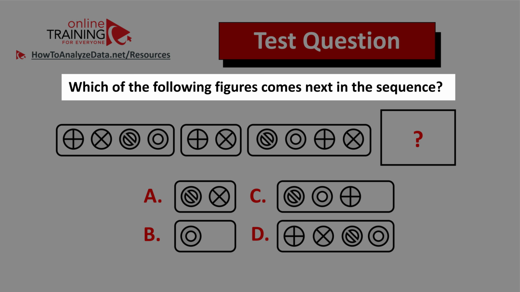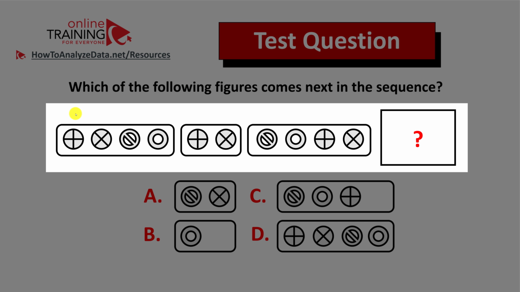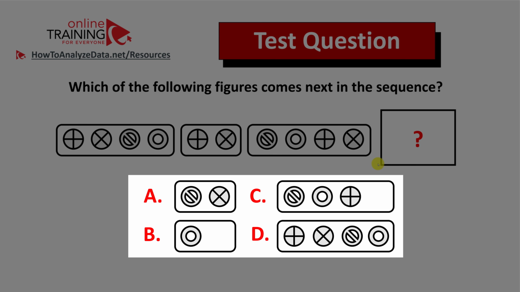Let's look at the very interesting question you frequently see on the test. Which of the following figures comes next in the sequence? You're presented with the three figures, and you need to figure out which one would be the fourth one. You have four different choices to select from.